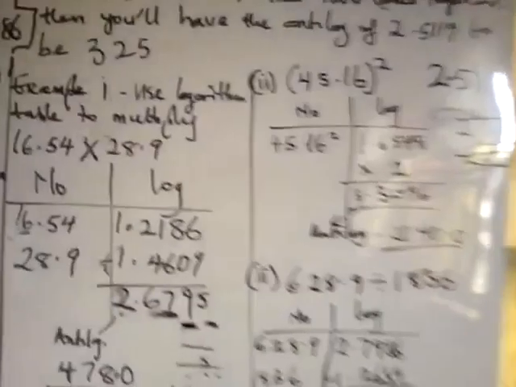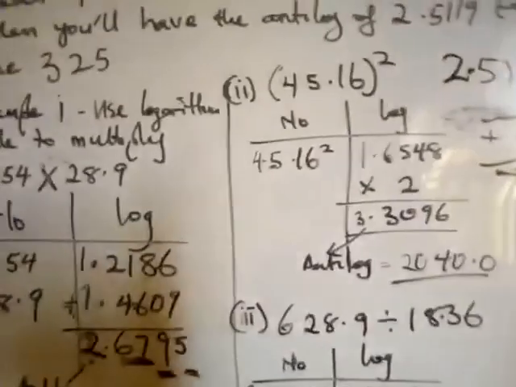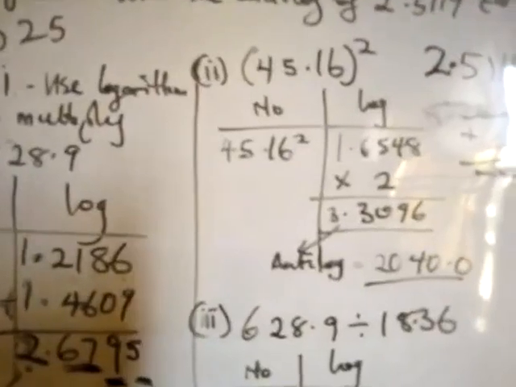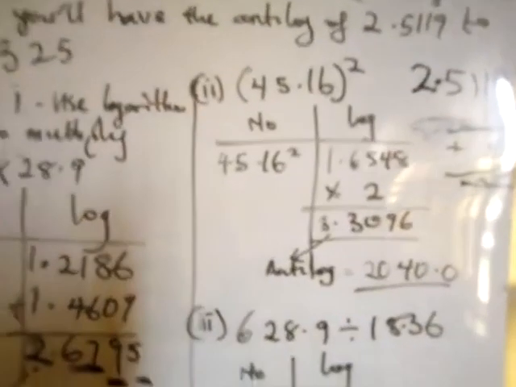So that's that. But let's move to the second one. Open bracket 45.16, close bracket, raised to power 2. Do you get it now? So what do you need to spell out?